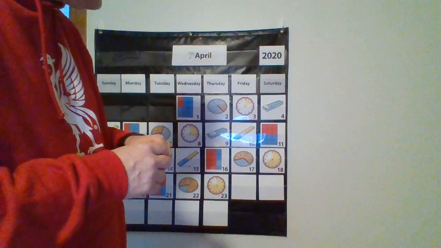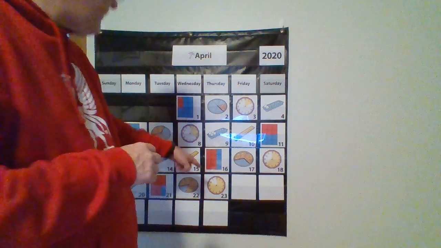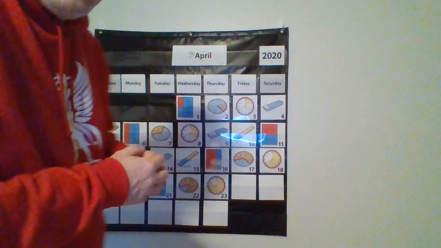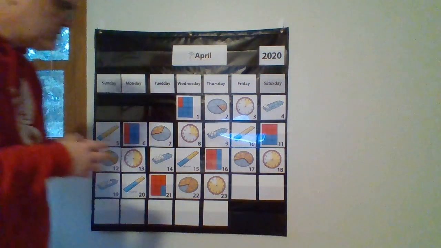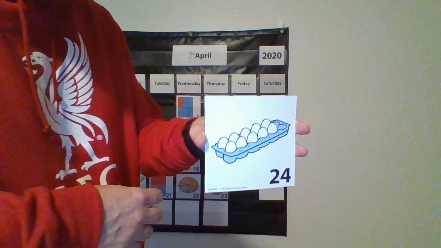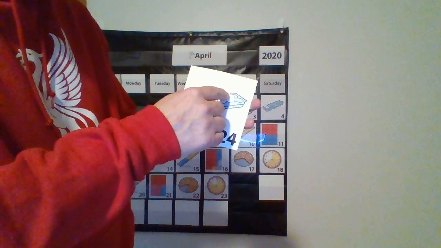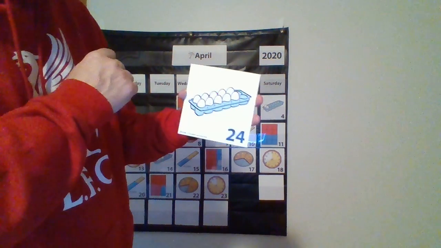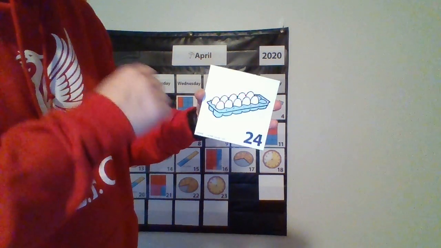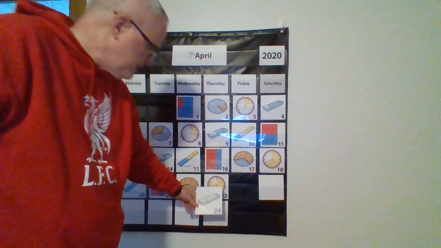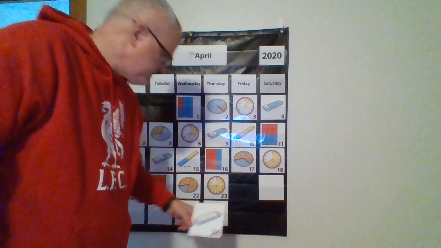So we're looking at today's. What should it be? We had a clock face last time. What should we have with this one? Need to pause. All right. So we have our carton of eggs. 2, 4, 6, 8, 10. And then we don't have the last two filled in. So 10 out of 12. Much like our clock face.